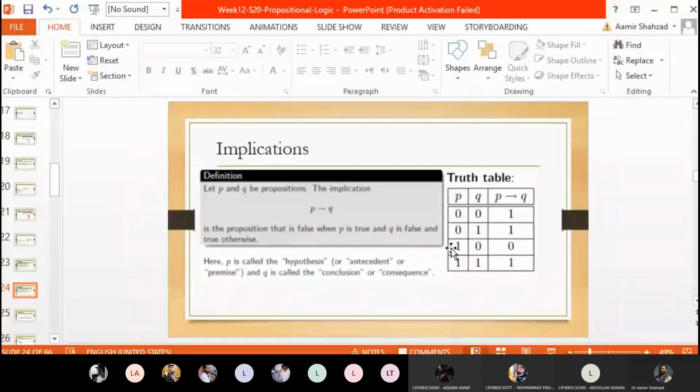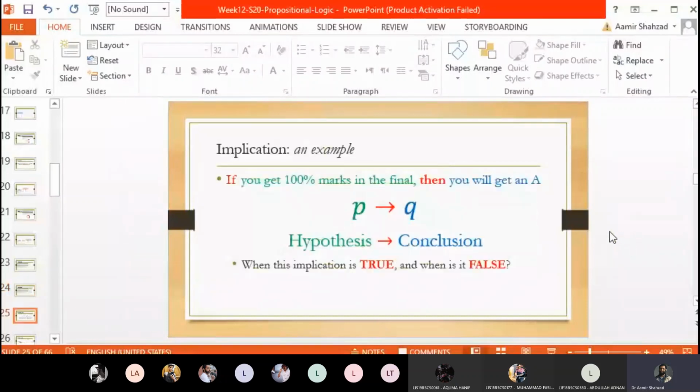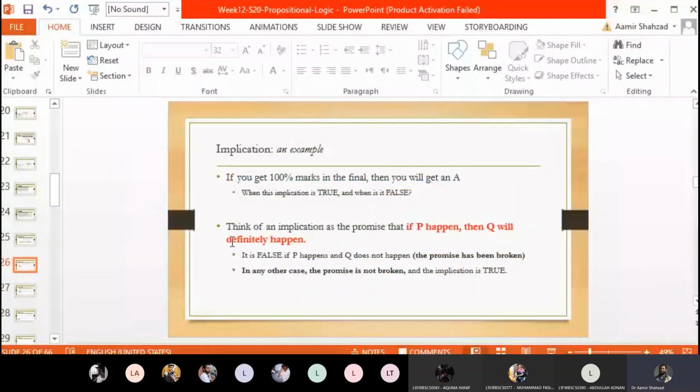If the hypothesis becomes true and you do not get the result, then the implication is false. Only then is the implication false. What you promised was achieved, and you do not get the result, then the implication should be false.